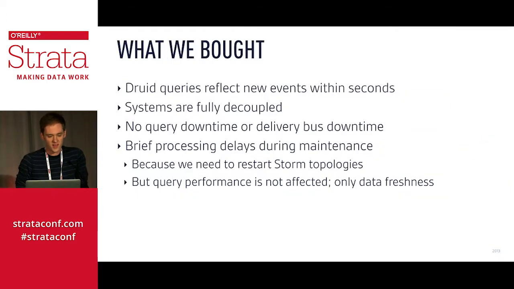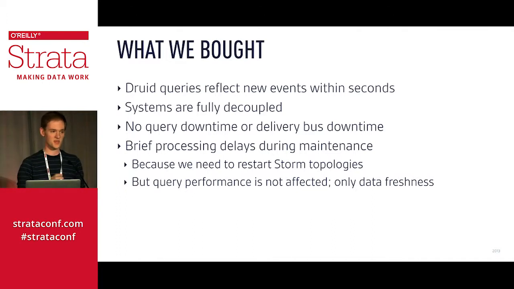And this is what we bought. Druid queries can reflect new events within seconds. That's great. The systems are fully decoupled. If there's an issue with Storm, it does not affect queries, nor does it affect ability to take events in at Kafka, which is very important because it means that events at our customers don't need to be buffered up. They can always deliver stuff to Kafka, and if an issue is occurring with our processing pipeline, there's no problem.